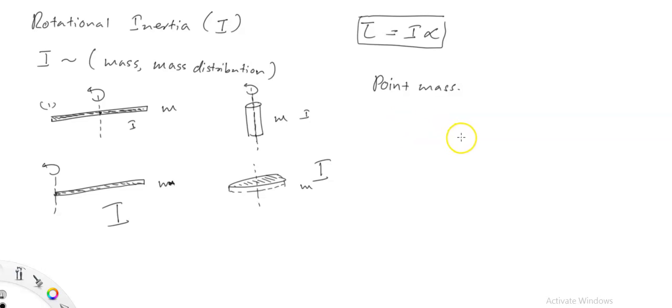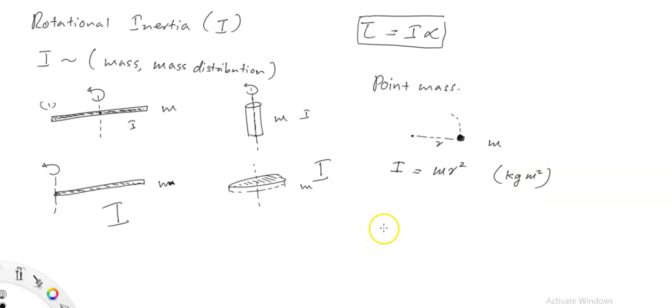So let's say here we have a point-like mass with mass m, and it's rotating around a fixed point. So this is the fixed point, and it's rotating around this fixed point with a radius r. So it's going like this. Now what is the rotational inertia, or moment of inertia for this point mass? It's defined as I equals m r squared, right? Mass multiplied by radius squared. So the unit of this is kilograms meter squared, right?